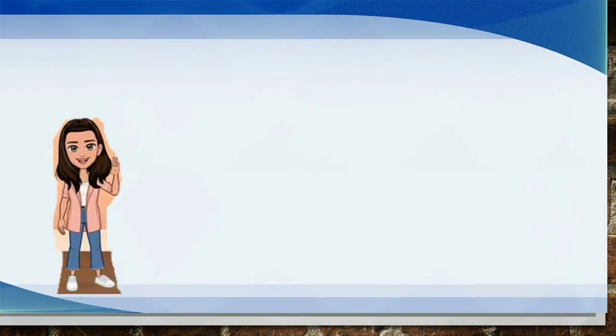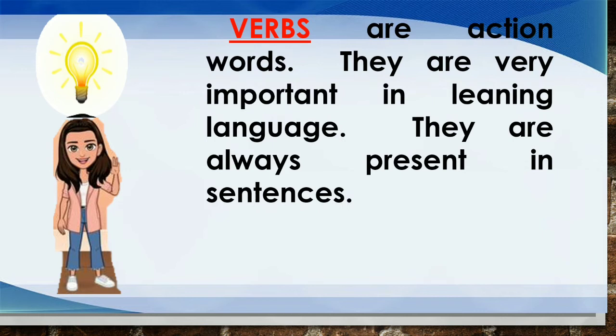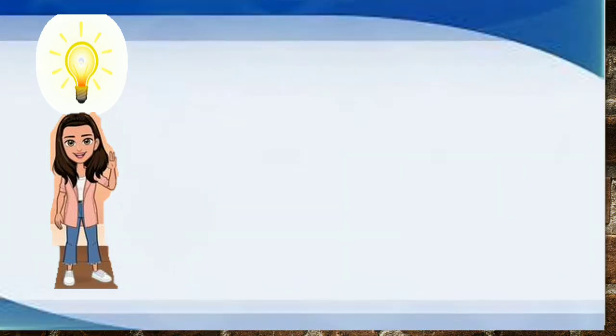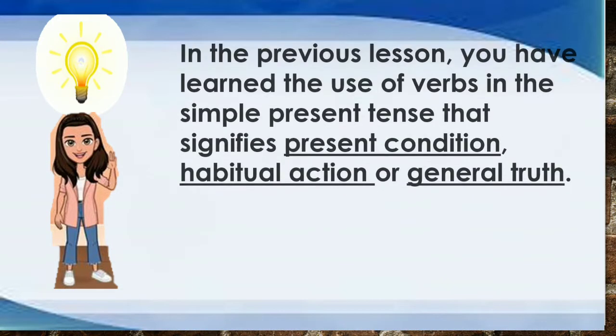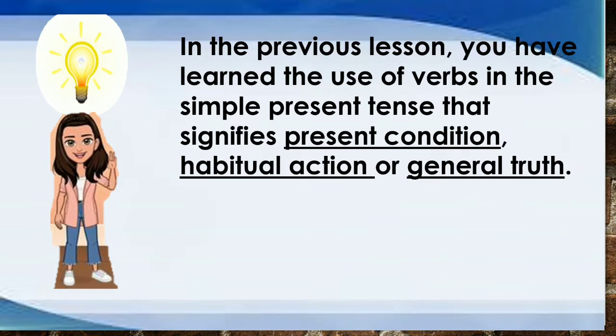So let us define what a verb is. It is an action word. Verbs are very important in learning language. They are always present in sentences. In a previous lesson, we learned the use of verbs in the simple present tense that signifies present condition, habitual action, or general truth.